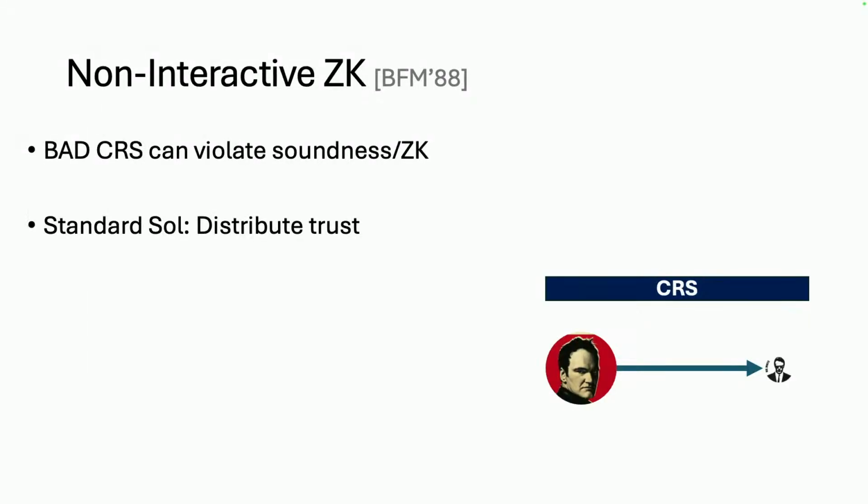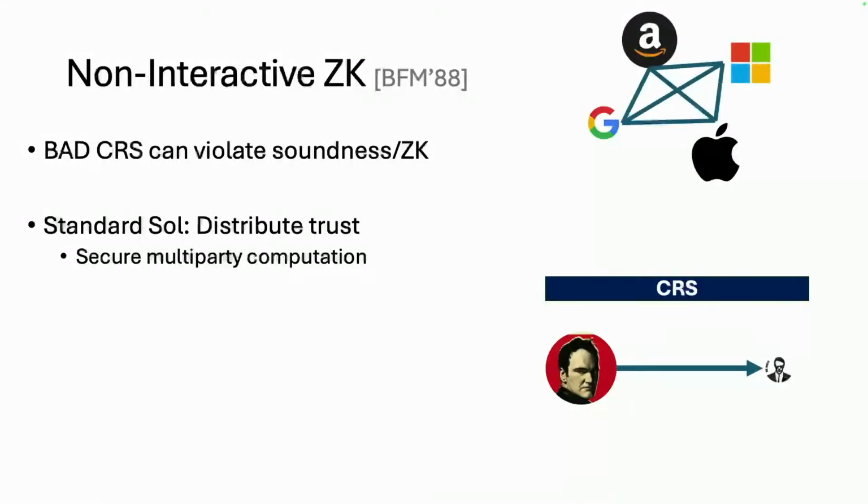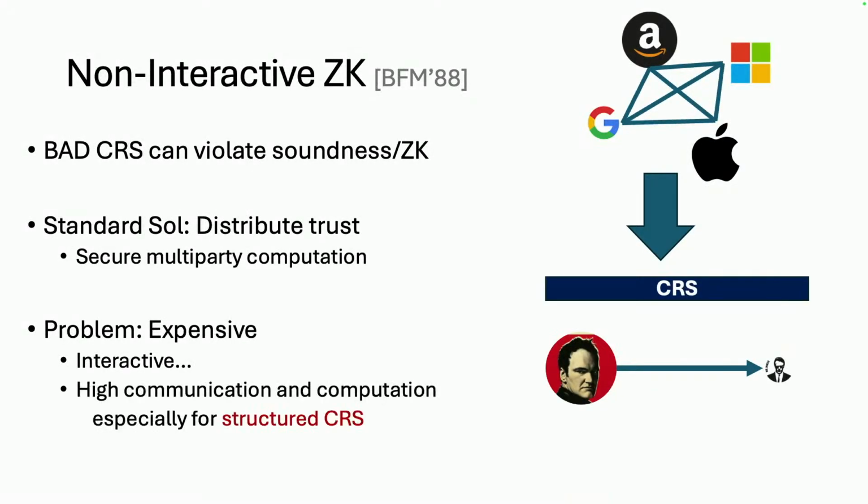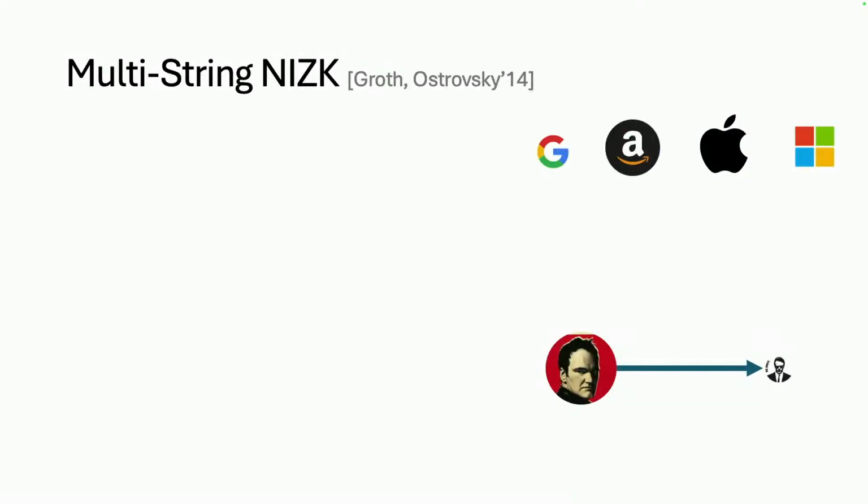The standard solution is to distribute the trust. So you have a couple of entities. You run an MPC protocol among these guys in order to generate the CRS, right? That's the standard solution. And this is typically expensive, both in interaction, in communication, and in computation. This is especially the case when the CRS is structured. I mean, think about RSA parameters. This is something that I think practitioners in the real world are interested in. So this is a real issue. This is not just a theoretical problem.